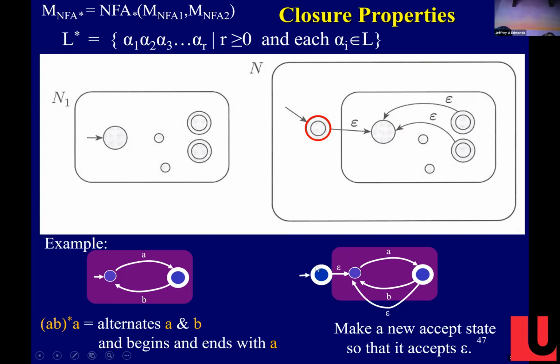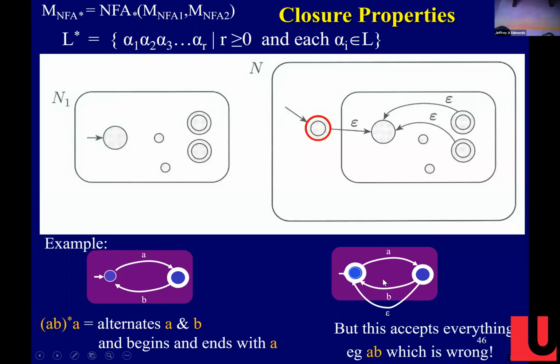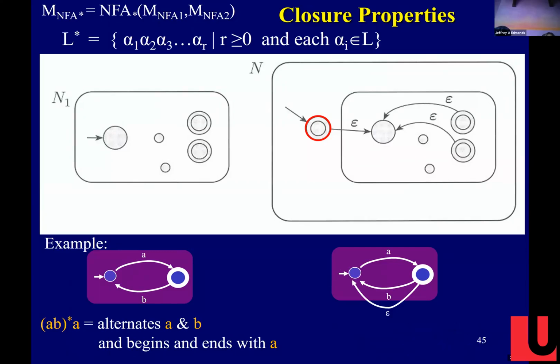We have a new start state, and then from every accept state, we go back to the start state. Everybody see, if this is L, then this is L star. That's not L star because it doesn't accept the empty string. This is not L star because it accepts everybody. That's L star.